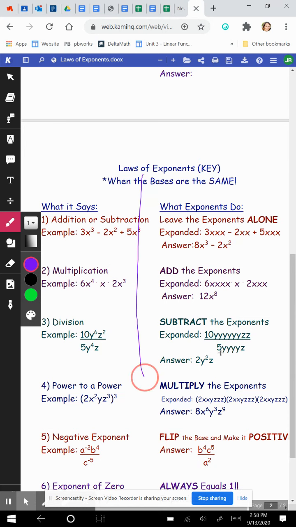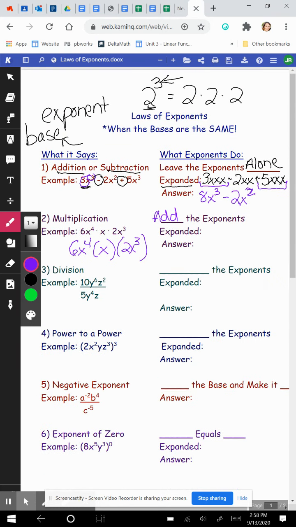If I do expanded, we have 6 with 4 x's because it says 6x to the fourth times x. If there's no exponent there, there's really a hidden 1. So 1x, and then we have 2 with 3 x's. So I'm going to multiply my leading coefficients. 6 times 2 is 12. And then I'm going to just add the amount of x's I have here. So 4 plus 1 is 5, 6, 7, 8. So that would be 12x to the 8th.